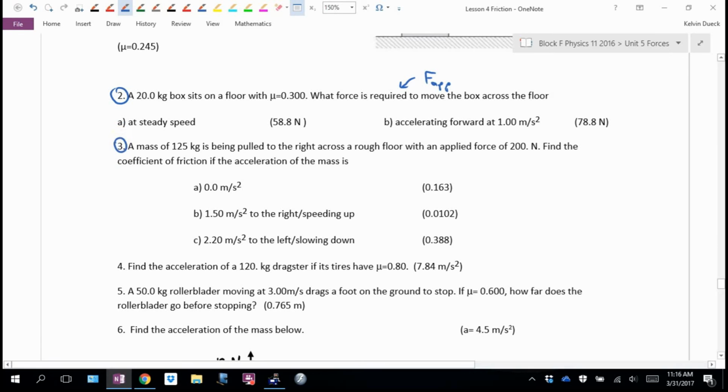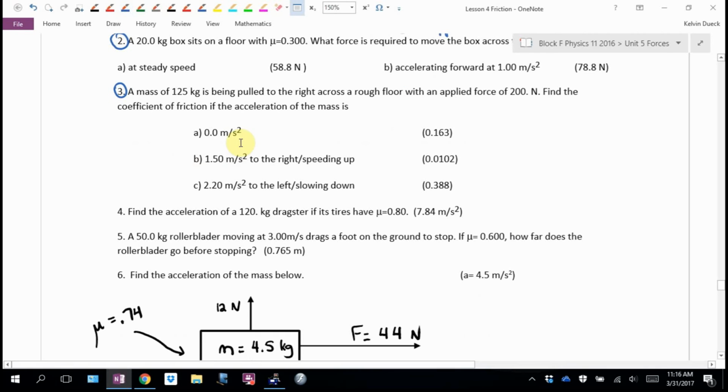Number 3 is asking you to find mu, but I'm being nasty. This is tough. I'm asking you in B and C to find mu when I give you an acceleration. In the first one, in A, it's not accelerating, it's at rest. We did one like that. B and C, I'm kicking it up a notch. This is what I meant when I said earlier in class, I'm kind of throwing you into the deep end, and I have no problem if you have questions and ask me.